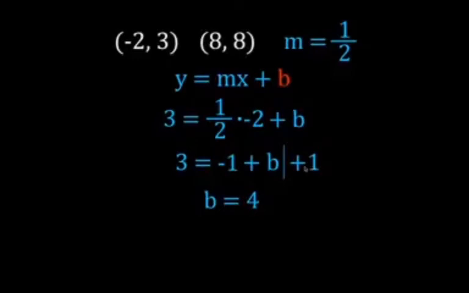Y-intercept is 4. So what is going to be our equation of a straight line in y-intercept form? In y-intercept form, y is going to be half x plus 4. Good. So that is the equation of a straight line for this second one.